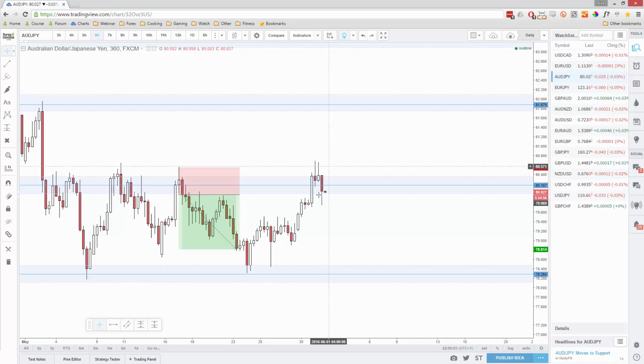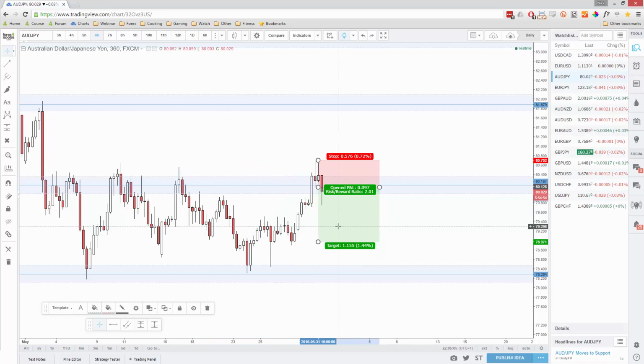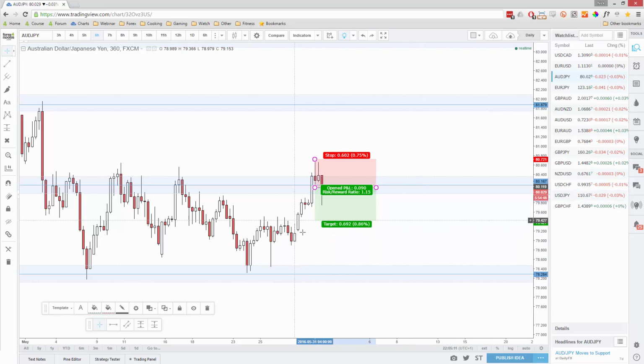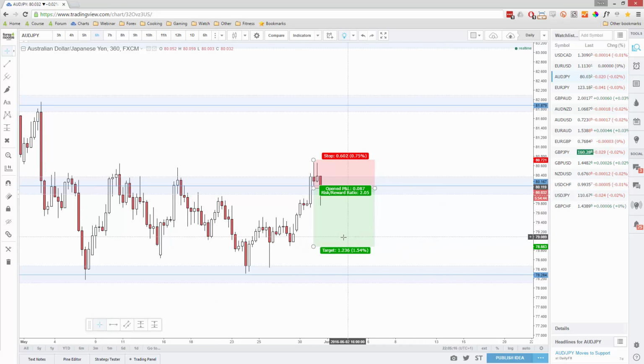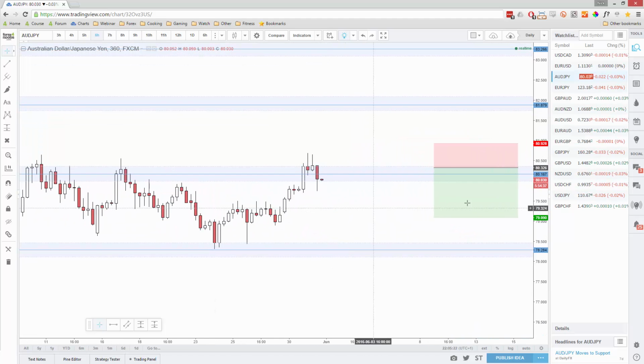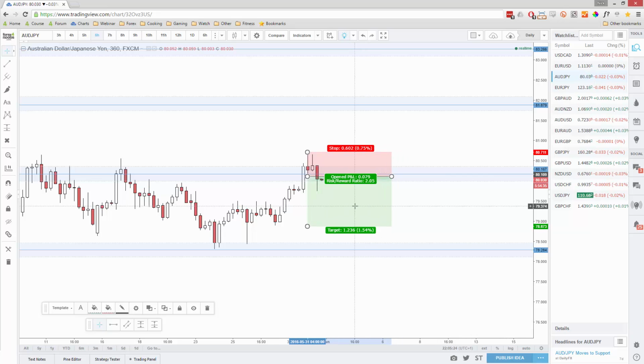We actually have a trade right here, by the way. It's already triggered, so don't go jumping in. It's a bit too late. But this is also a viable trade here. I'm in this one. I'm short currently in this AUD/JPY trade. Not going particularly well at the moment.